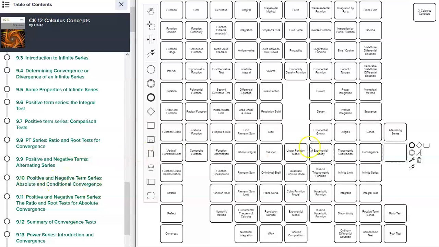Absolute and conditional convergence. Alright, so convergence came up again, so there must be different types of convergence. There must be something called an absolute convergence and a conditional convergence. And there must be another type of series called the positive. Oh, we have that one. We have the positive term series here, but we didn't actually have the negative term series. There we go.